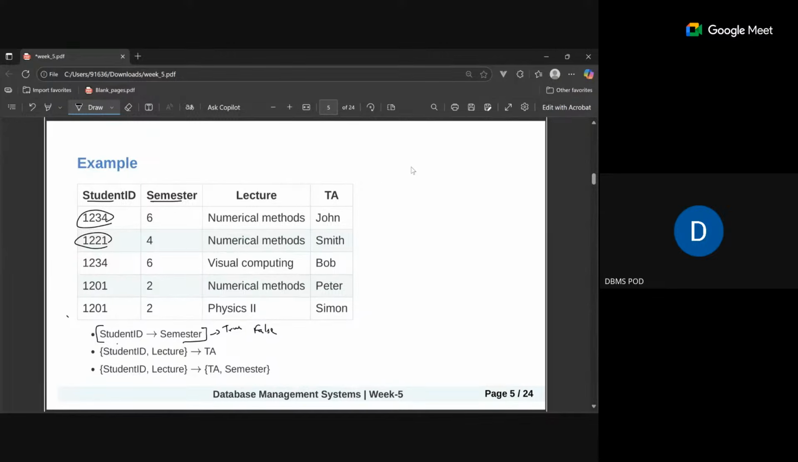For example, I'll take another example using the same column here only. Say student ID 1, 2, 3, 4, 5 and semester 6, 4, 2, again 2, 3. Here the left side, student ID determines semester. Here the left side is all unique, right? All the rows are unique. So in this case, I don't even need to check the right hand side, whatever the values it's holding. I can straight away say this student ID determines semester.